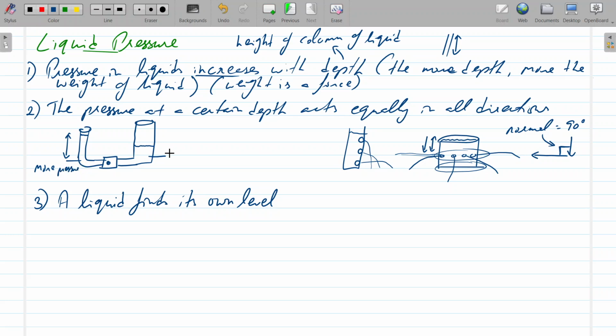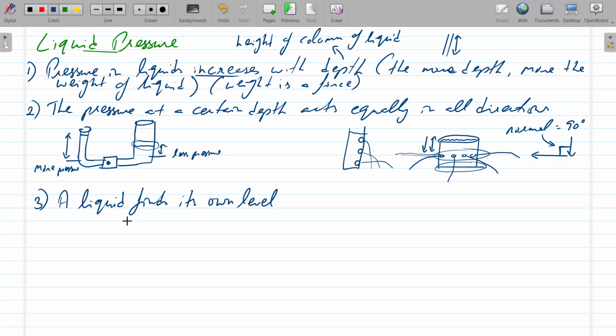You would say, oh, well, it's wider. Well, that actually reduces it. Not only is the height of the column of the liquid greater, the area over which it's acting is also greater. So that will also reduce the pressure.